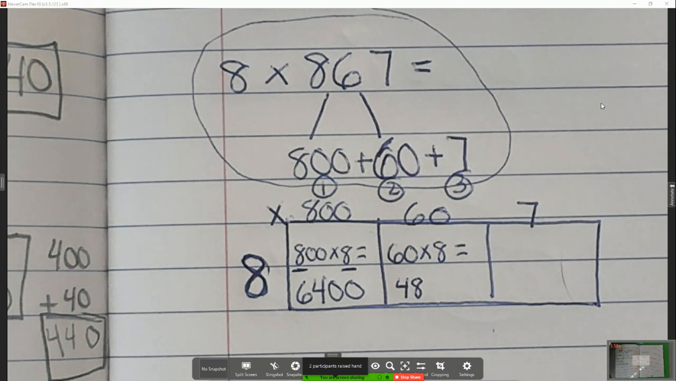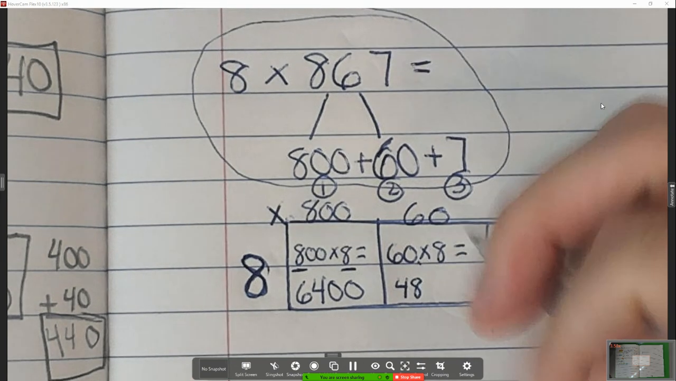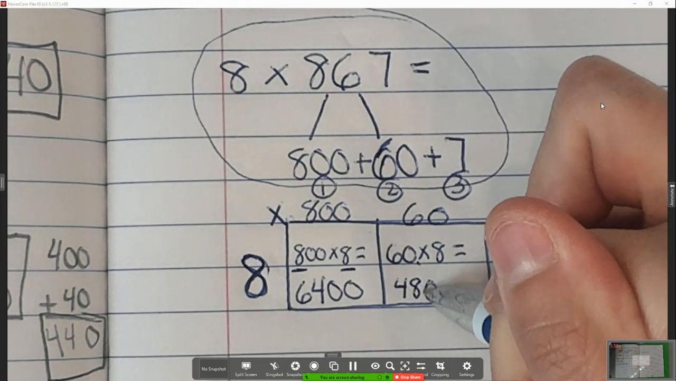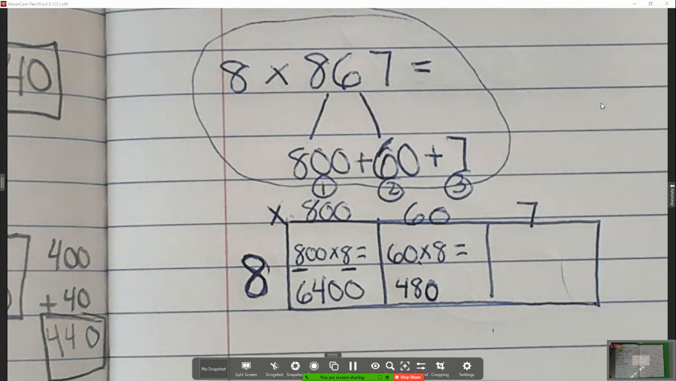Let's see. Jocelyn, am I done with that answer? Or am I missing something? I'm missing something. What am I missing, Jocelyn? The 0. I'm missing the 0, right? Because I had a 0 in the equation, I have to bring the 0 down. Just like last week, we multiply fast facts and then you add the zeros.